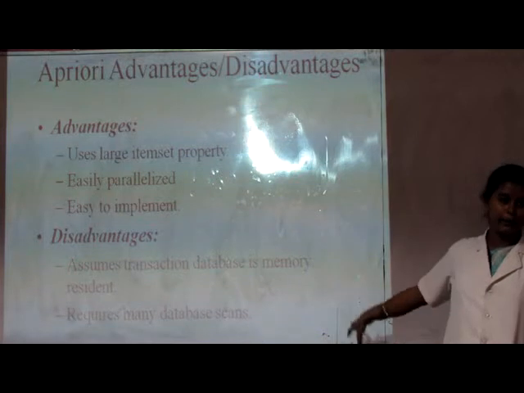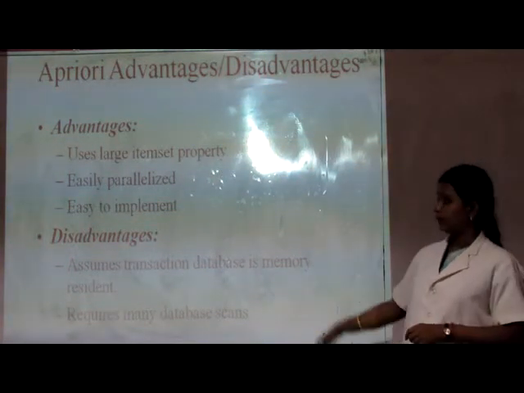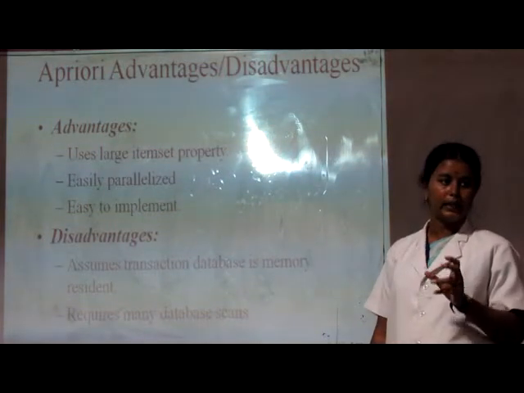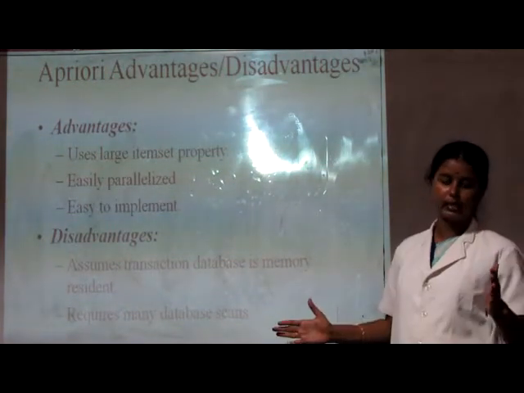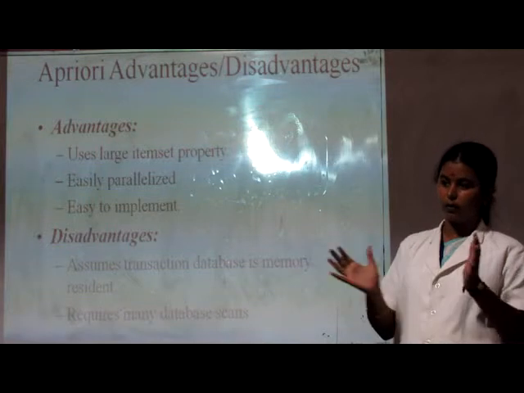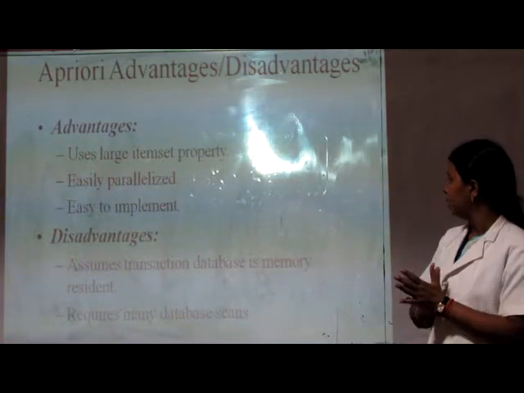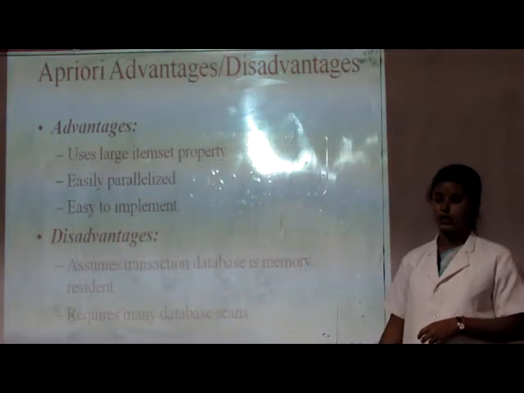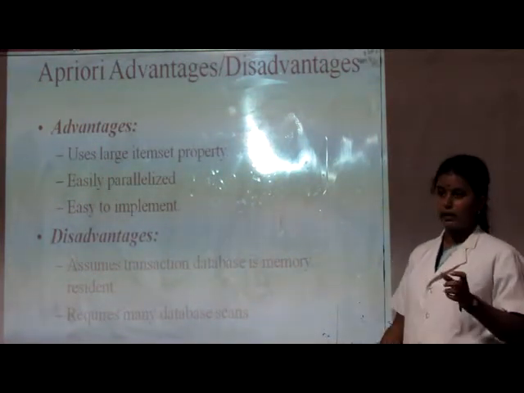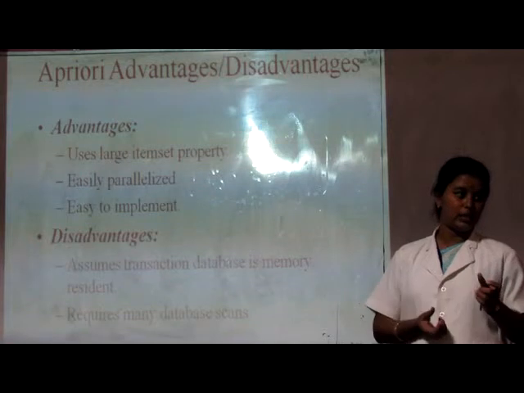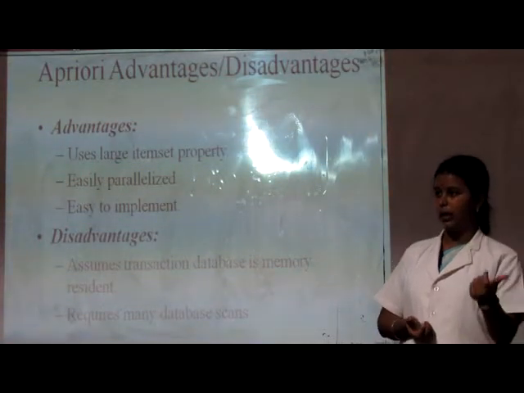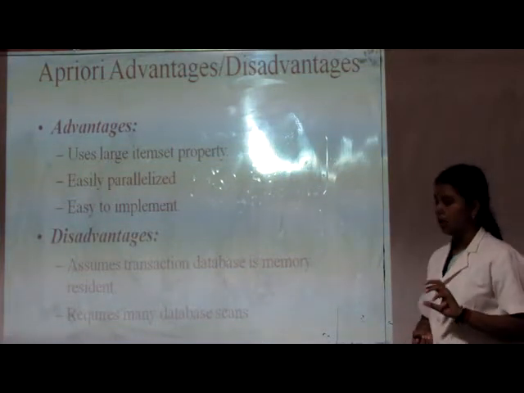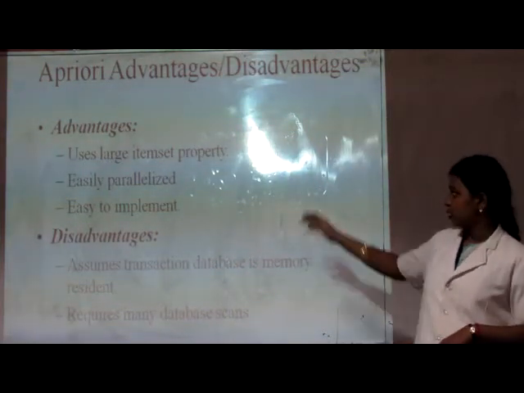So this is how the apriori algorithm works. The advantage of the apriori algorithm is that when you want to find the items, you have to consider the whole data set, and using the large item set property, you are going to produce the association. It is also easily parallelized. When you see the procedure, you can easily understand how one item is associated with another item. Right? So easily parallelized, easy to implement. These are all the advantages.